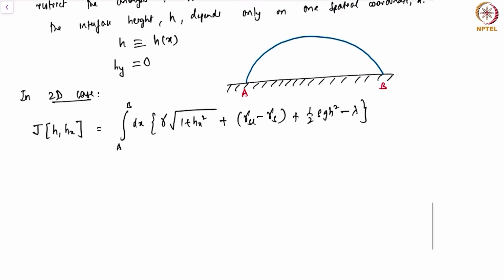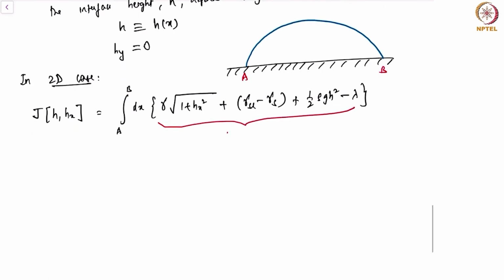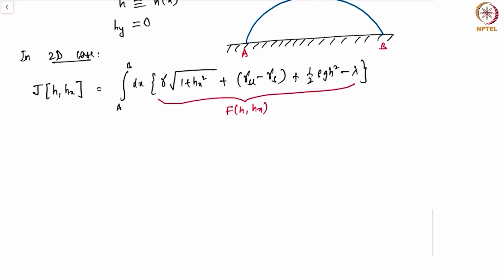Okay, and what we want to now do is to define this function in the quantity in this integrand. This itself is a function of height h and h_x. So now we simply have, in a shorter compact notation, the energy functional is simply the integral from A to B dx of f(h, h_x), right?